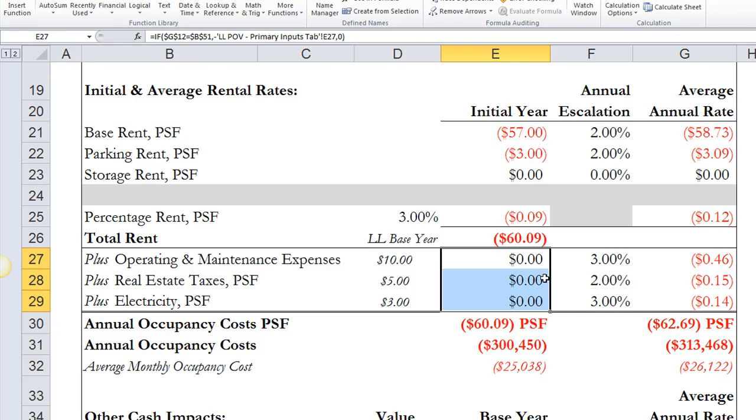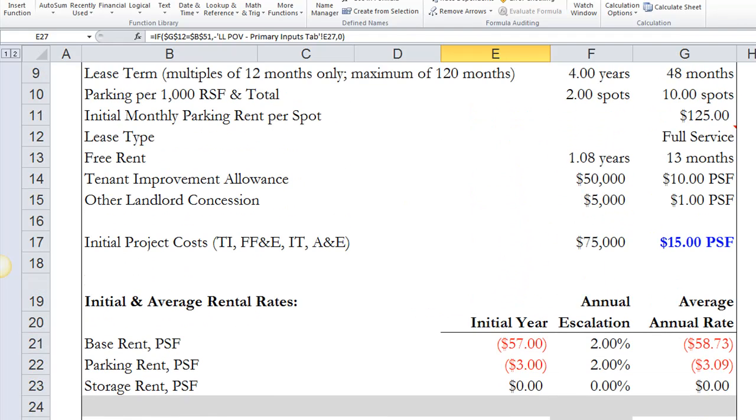Okay, we're bearing them in essence through the sizing of that base rent amount. We are bearing those expenses, but we're not discretely being asked to reimburse line by line for them, nor are we being billed directly for them in the case of this assumed full service lease.